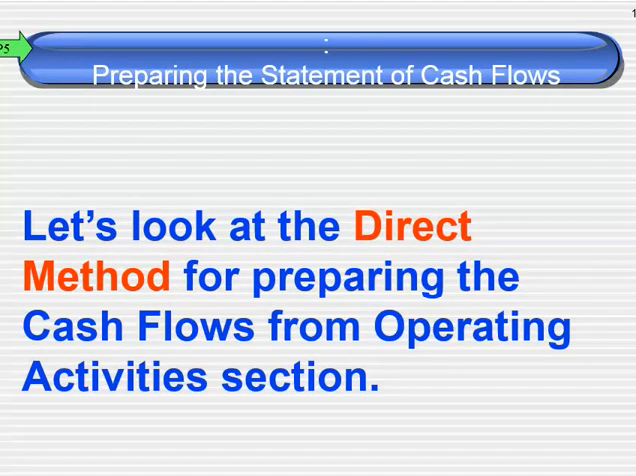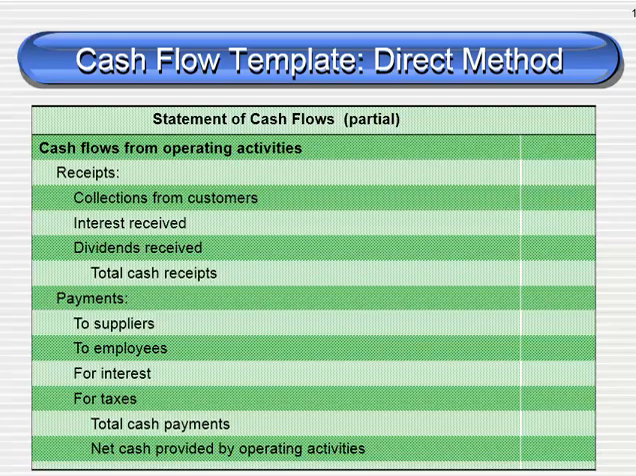Let's look now at preparing the operating activity section using the direct method this time. So here's a template for preparing the operating activity section using the direct method. And what we're going to have to do is come in here and calculate our inflows of cash and our outflows of cash through a series of adjusting items.